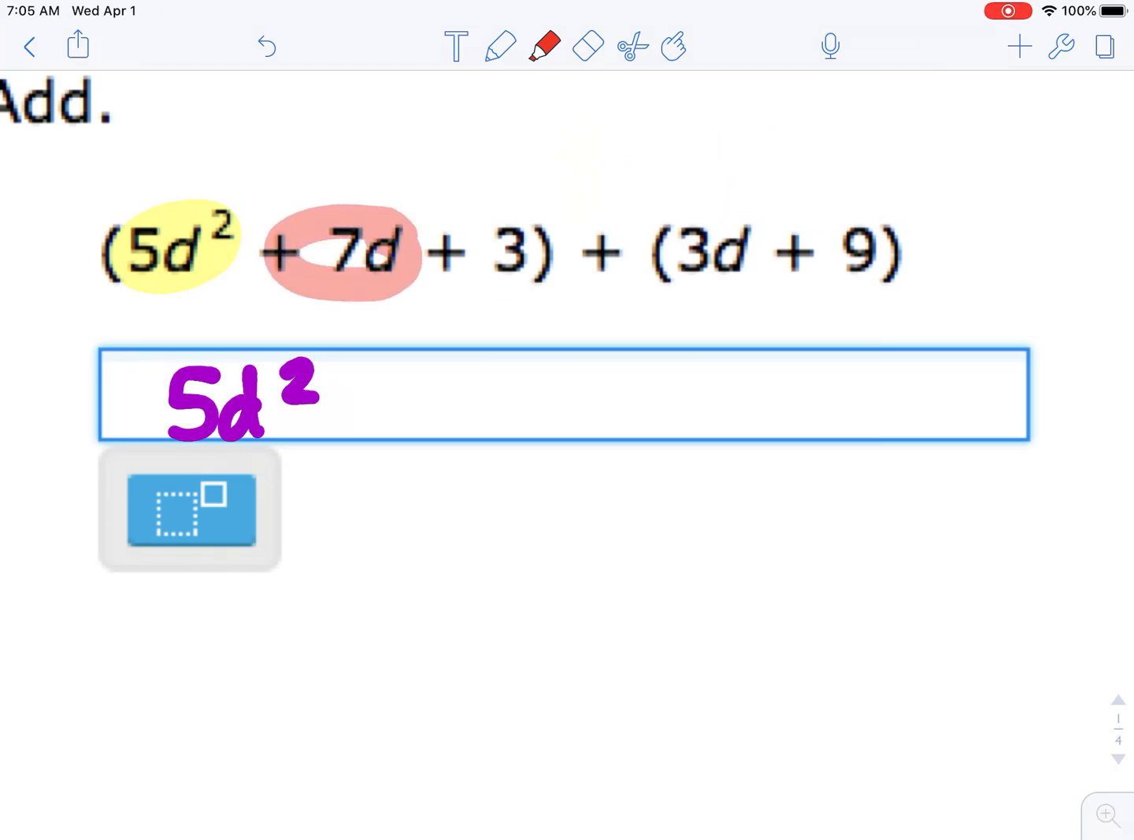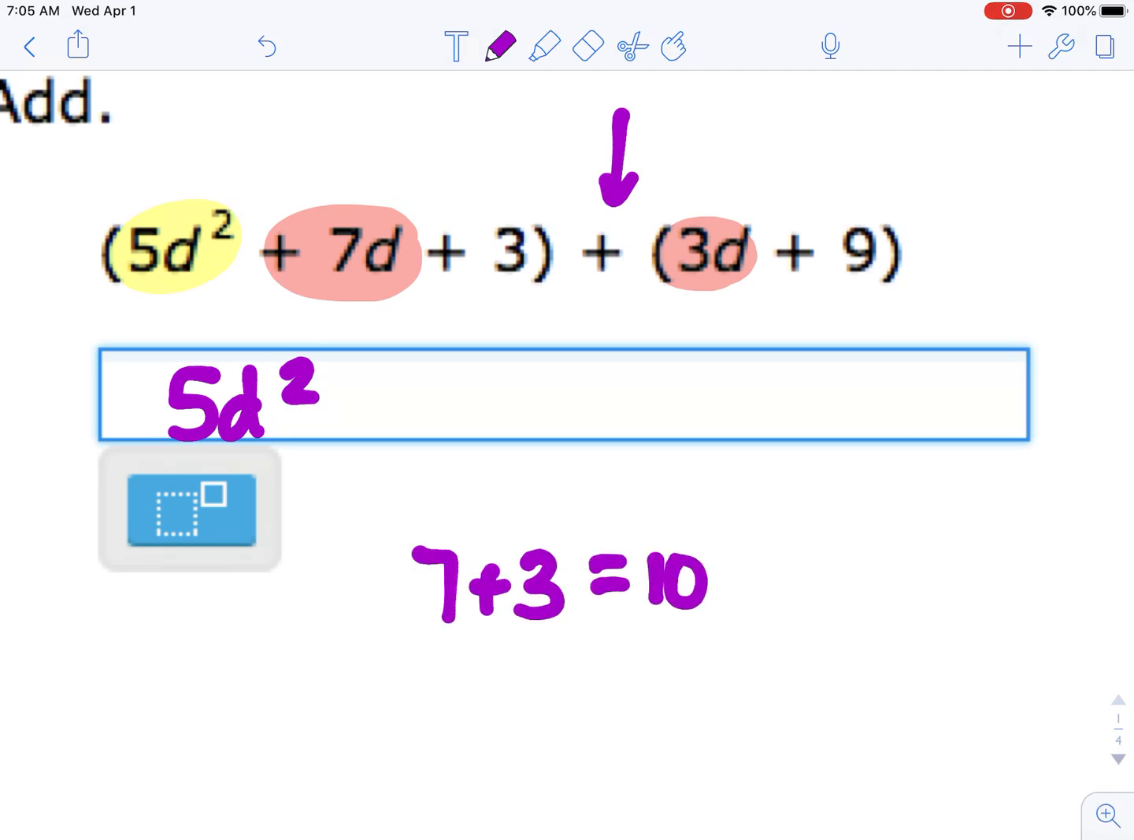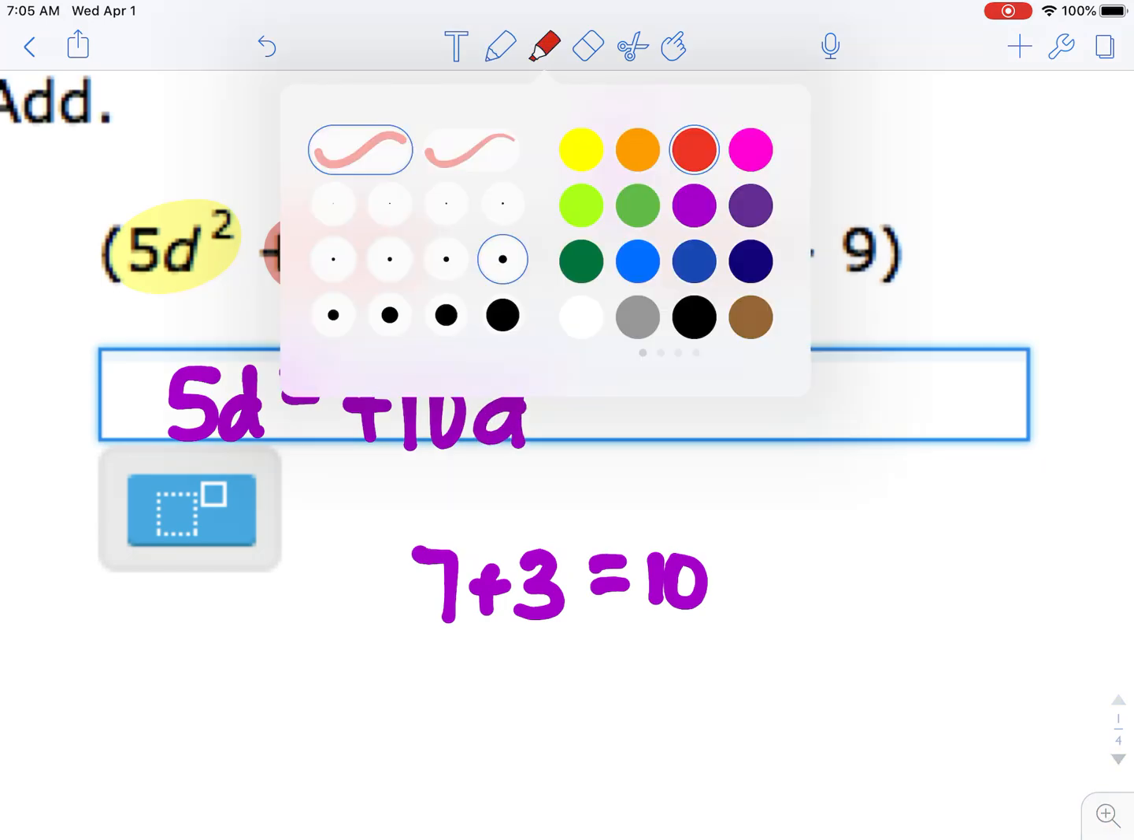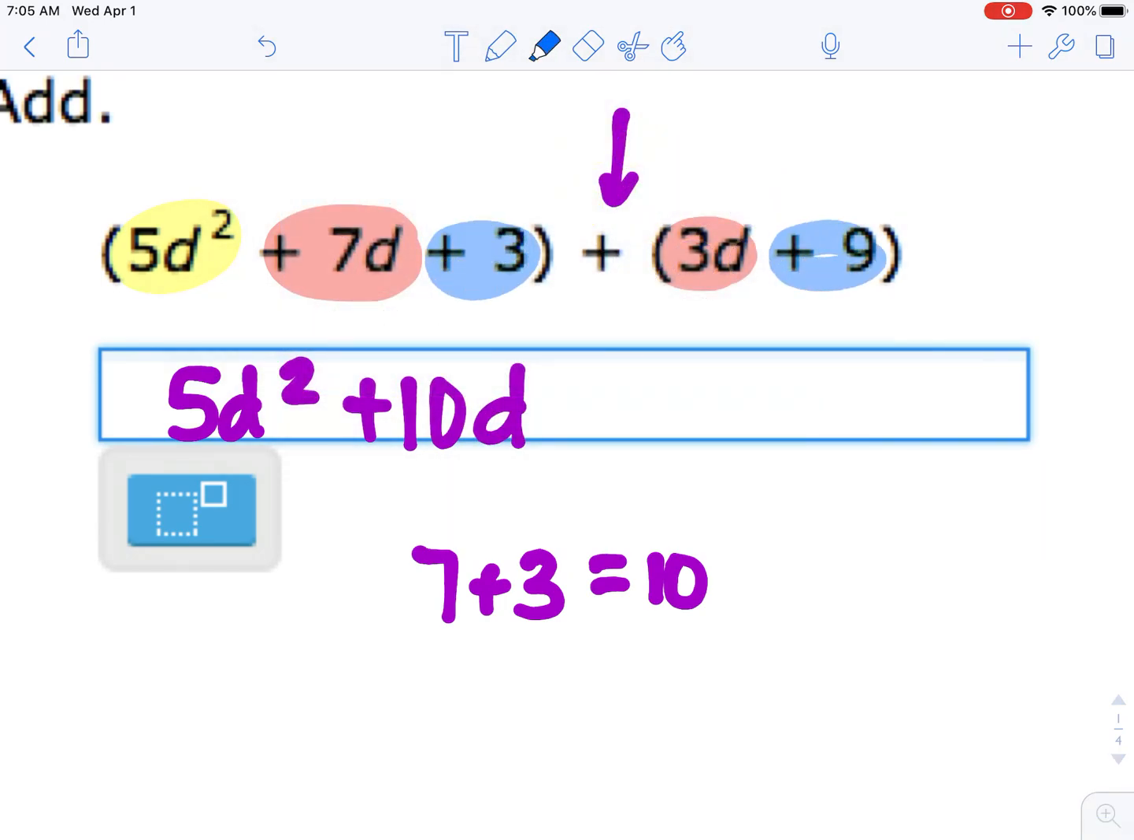Next, we're going to look for the d's. Like terms have the same variable and the same exponent. And then we're just going to do what it says. We're going to do 7 plus 3, which is 10. So we'll write 10, and then the variable stays the same. And next we're going to do 3 plus 9, and 3 plus 9 is 12.